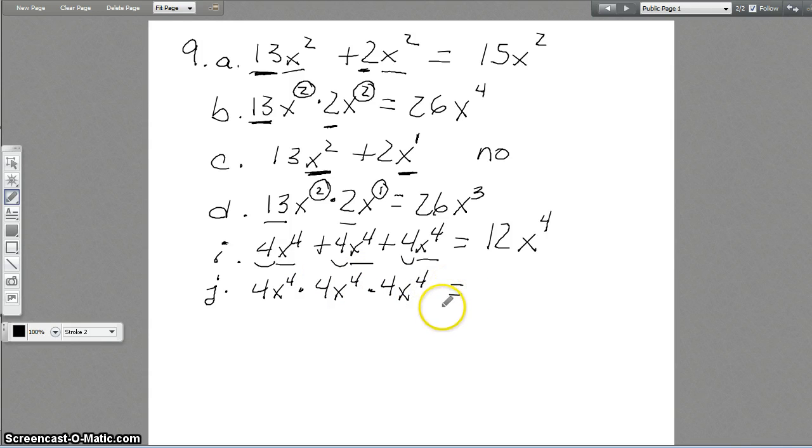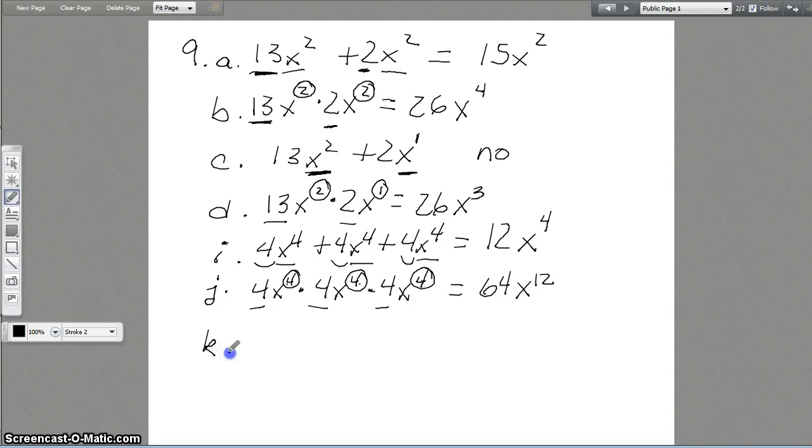We can always do multiplying. When we're multiplying, the first thing we do is we multiply all our coefficients. 4 times 4 is 16, times 4 again is going to be 64. Then we write down our x, and the power on the x is going to be the sum of all of our exponents. So we have x to the 4th and x to the 4th and x to the 4th. 4 plus 4 plus 4 is 12. So we get 64x to the 12th.